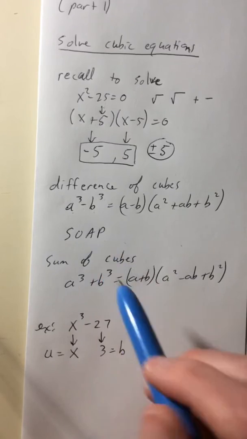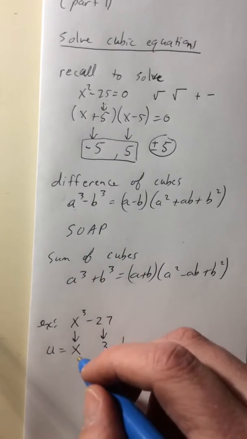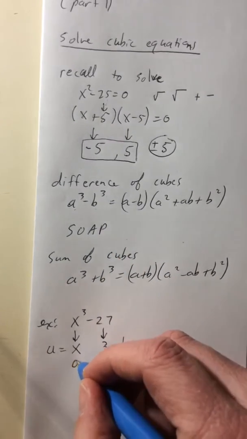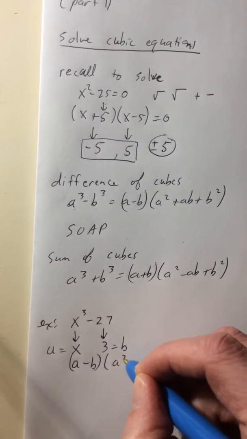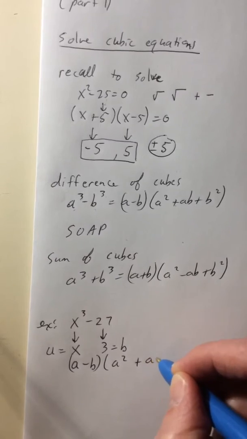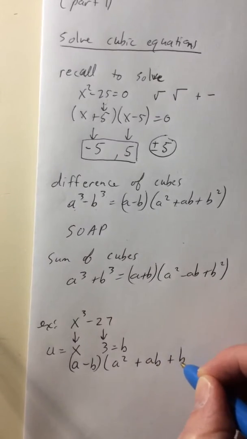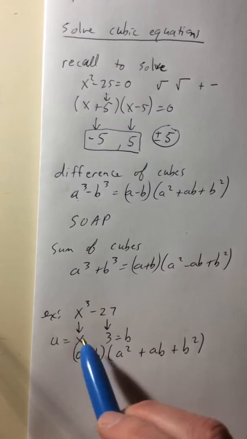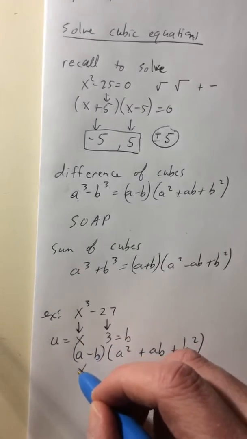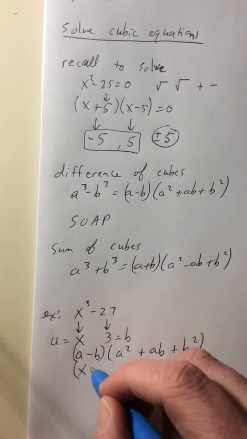So we got a minus b. I'm just going to write the formula right here. So a minus b times a squared plus ab plus b squared. Now that we know what a and b are, we just plug them right in. A is x, so we put an x there. B is 3, put a 3 there.